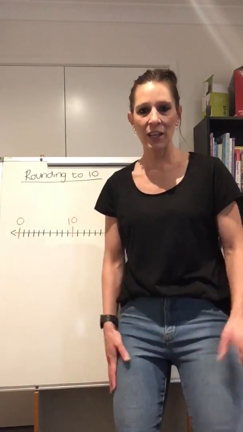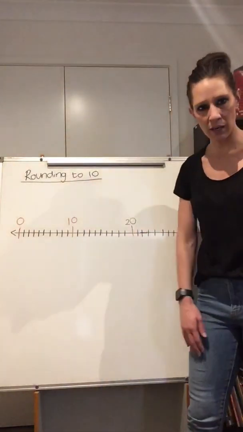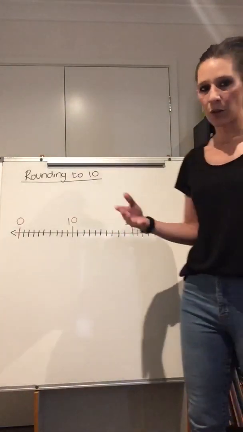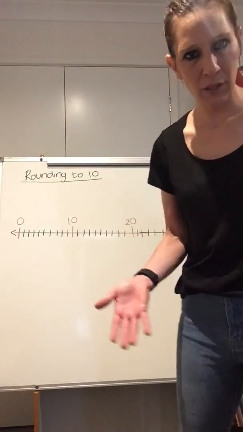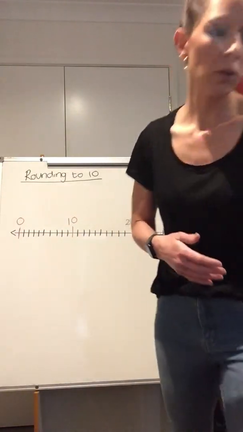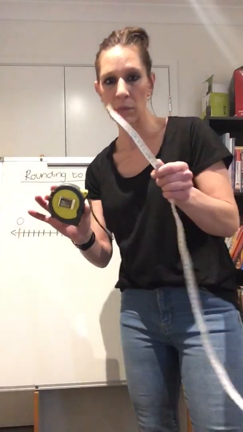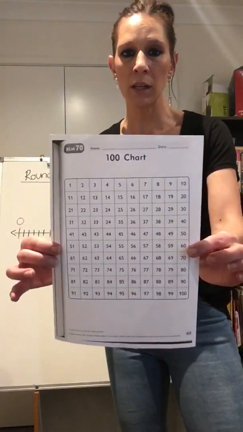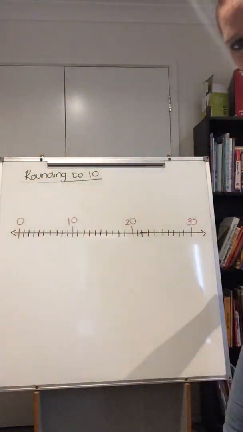Hi guys, today we're going to be doing rounding to 10. I love to do rounding to 10 using a number line. So you might be familiar with number lines, but you might see it in different formats. A ruler is an example. Measuring tapes, another example. So a number line is exactly like a number chart, except the number line goes across.